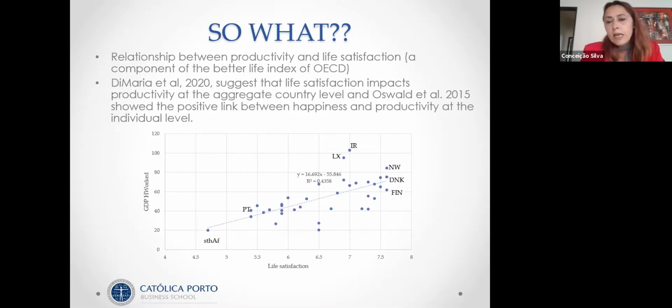When we measure life satisfaction through the OECD index, which is called the Better Life Index, which is an aggregate of various dimensions of life that people respond to in questionnaires, and there is a particular topic on life satisfaction. And when we see the relationship between life satisfaction and the GDP per hour worked, actually it's remarkable the positive relationship that exists between the two variables.